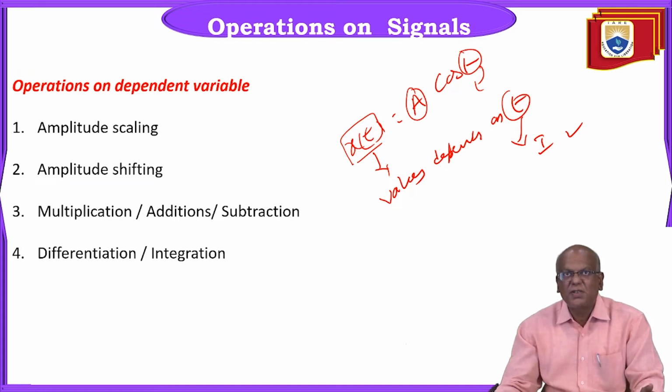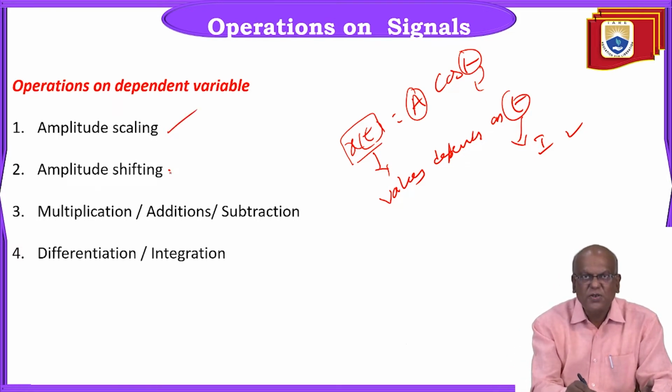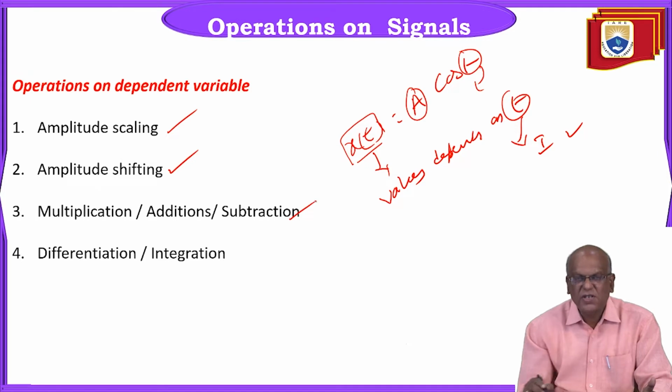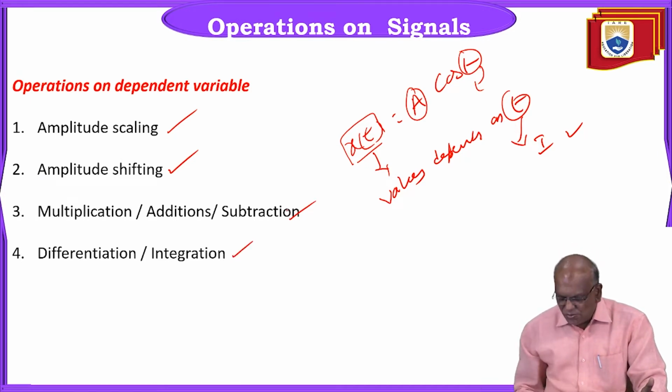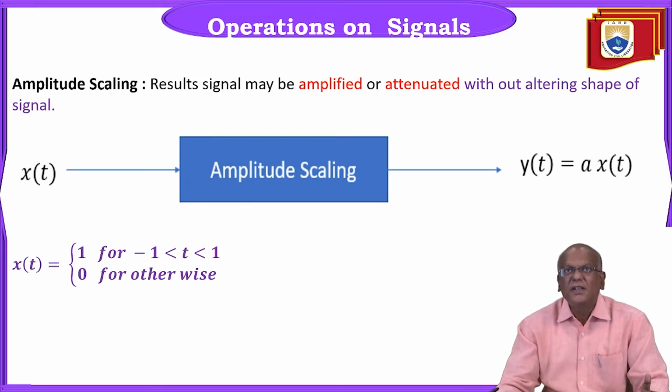Let us discuss operations on the dependent variable, such as amplitude scaling, amplitude shifting, multiplication, addition operations, and differentiation and integration operations. Let us move to amplitude scaling operations. If an amplitude scaling operation is performed on an input signal, the resulting signal may be an amplified version or an attenuated version of the input signal, without changing the shape of the signal.